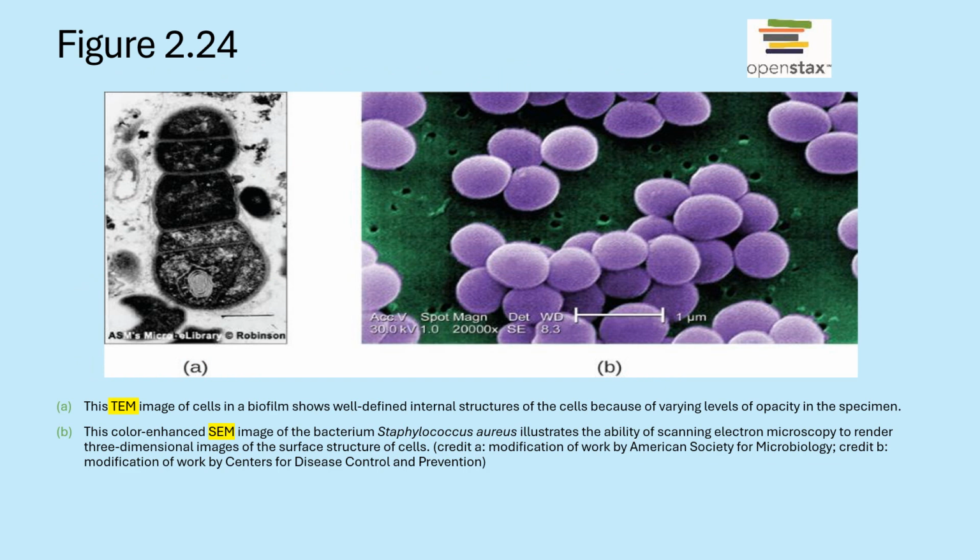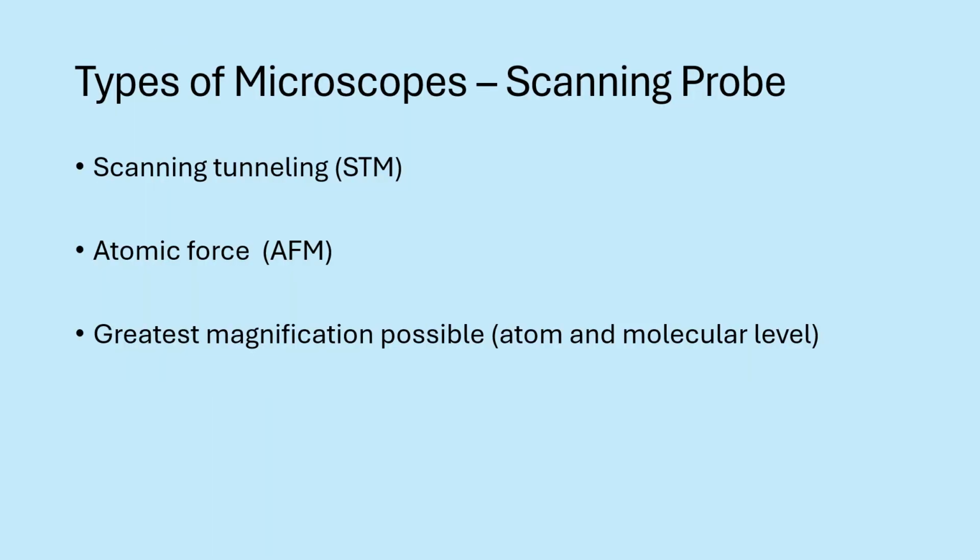Over here, this image is from a TEM. You can see the internal structures, but you're only seeing 2D. Over here is the SEM, where you can see, once again, the surface, the 3D structure. This is the bacterium Staphylococcus aureus, but it's just the surface. You're not seeing internally. Once again, what is it you're trying to see? That helps you to figure out which one you're going to use.